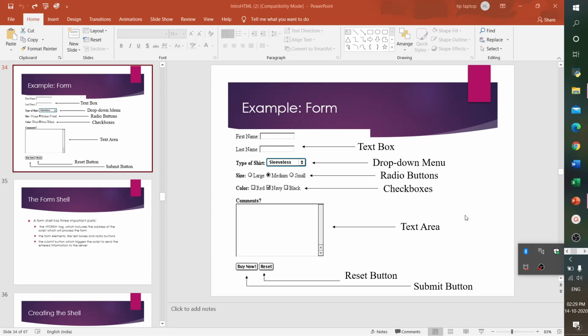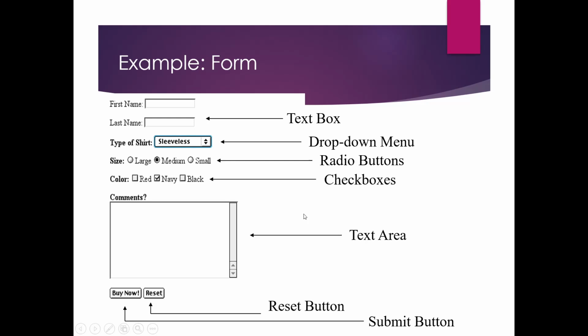Okay, understood. Now comes radio buttons. As I've already told you, you need to select only one out of all the options. So you can just click on whatever size you have. You will be having only one size, right? Either large or medium or small. And for check boxes, you can select as many colors as you want as filters. So maybe you require red also, black also, navy also. You can just tick all.